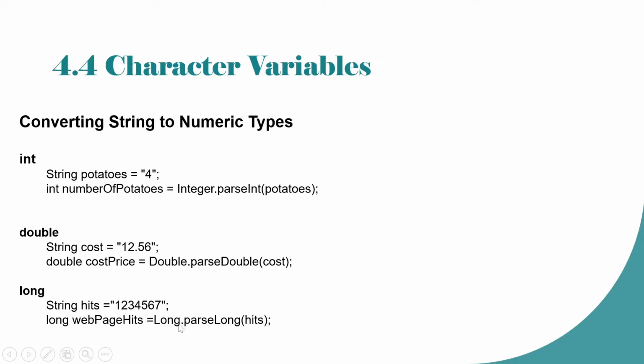And then the last one is Long. What Long allows us to do is to take a numeric value in a string and convert it into a primitive long type. So I can declare a variable of primitive type webPageHits and then give it a string value, which it will convert through the parser.